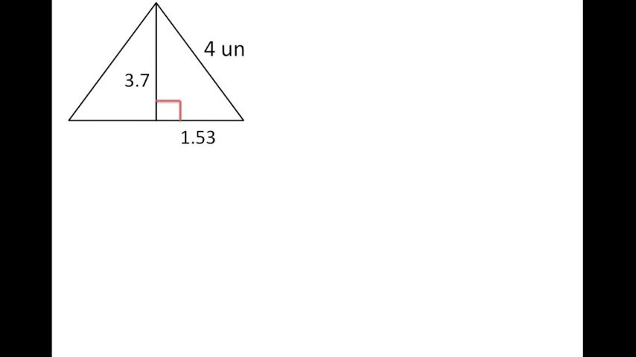Now we can go back to the bigger triangle that we had before. We have the apothem at 3.7, and we have part of the side length of the octagon at 1.53. To find the entire side length, all we need to do is multiply by 2. So now the side length of the octagon is 3.06. And now we're ready to use our formula.